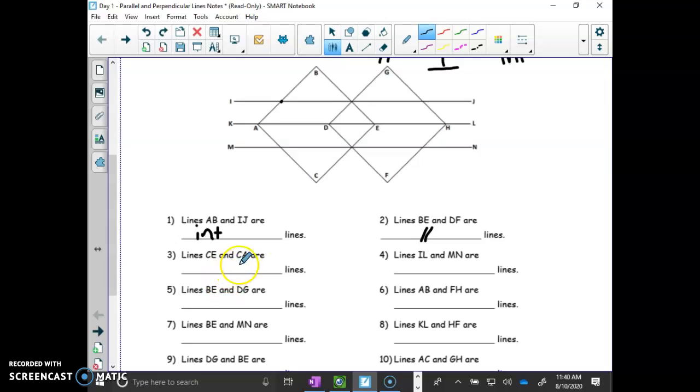How about lines CE and CA? Here's CE, here's CA. How do they intersect there? They appear to be right angle to me. They look like a right angle to you? So we're going to write the perpendicular symbol. Okay? Lines IL and MN. And I think this is where there was a typo. So instead of IL, that should say IJ.